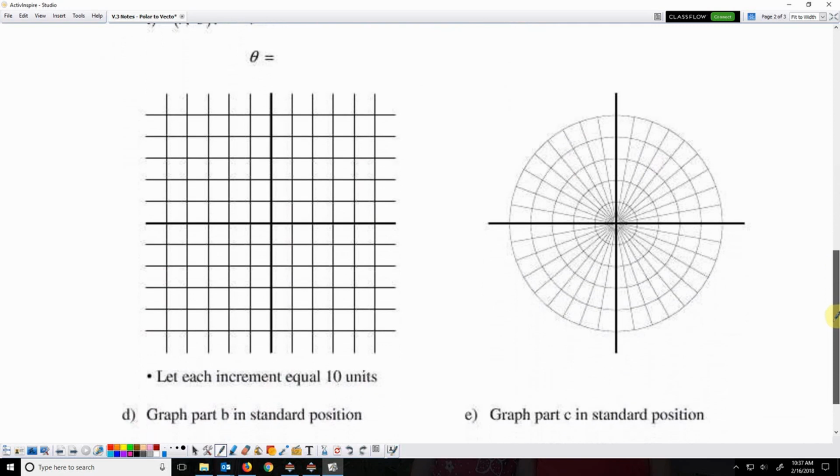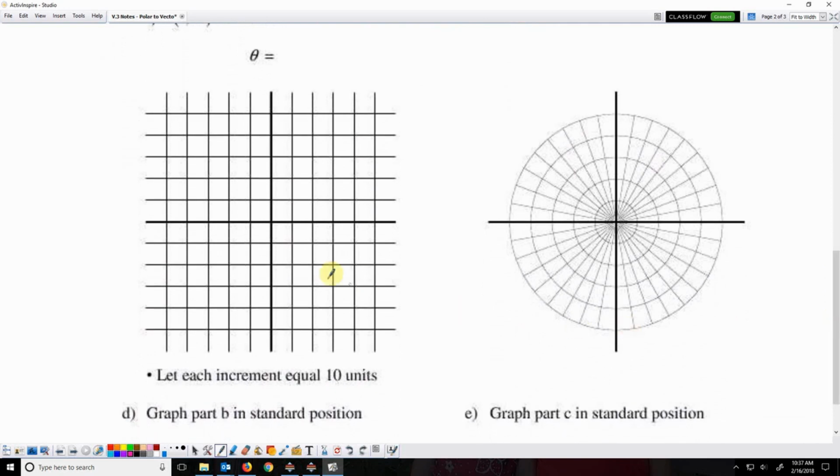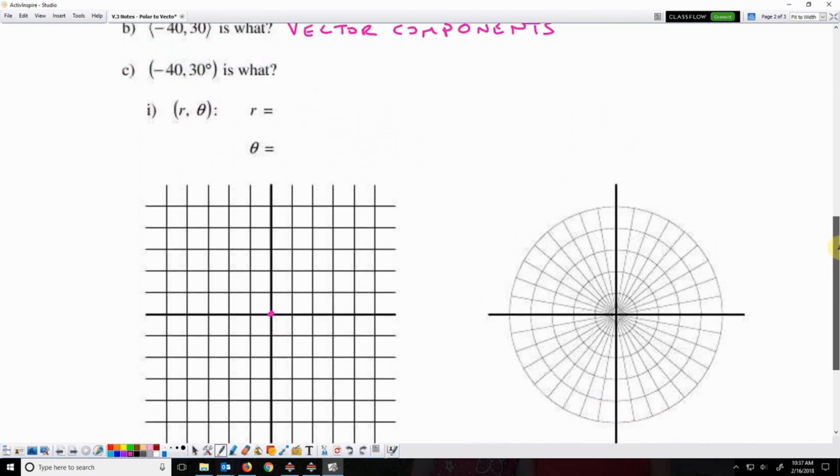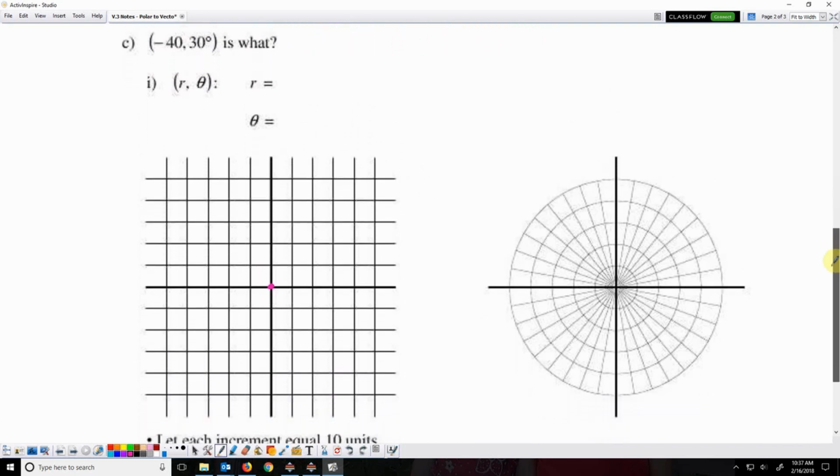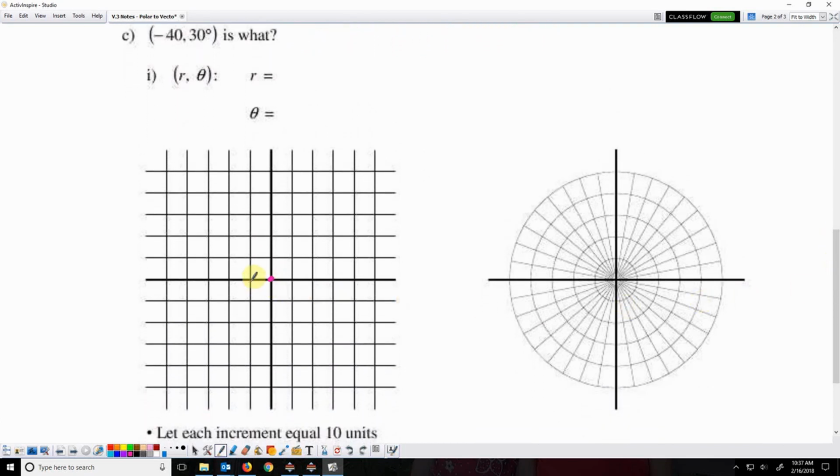So it says we're going to graph part B in standard position, meaning we're going to start at the origin, and we're going to let each increment equal 10 units. So the components were negative 40, 30, so the x component means go 40 left, 10, 20, 30, 40, and then the y component is 30, 10, 20, 30. So there's the point, negative 40, 30, but as a vector, that means I've got the initial side here at the origin, the terminal side at negative 40, 30, and the vector looks like that.